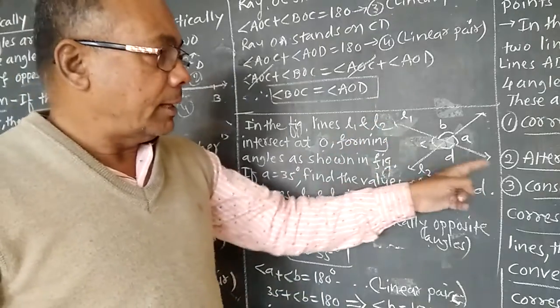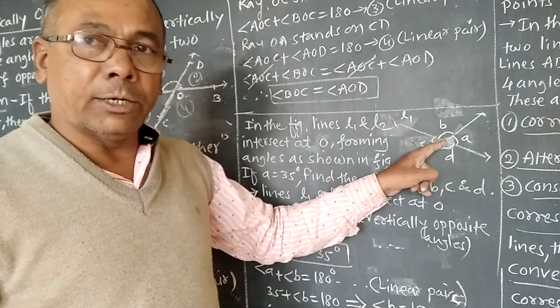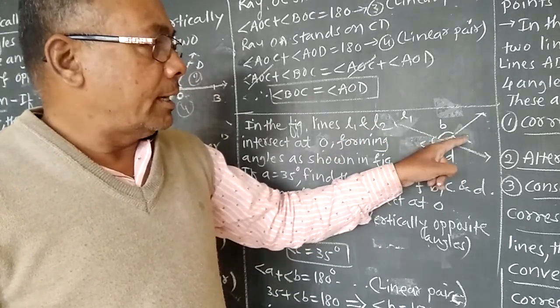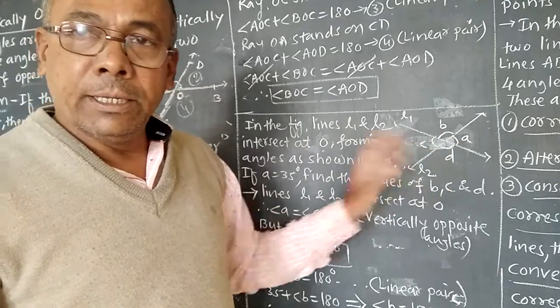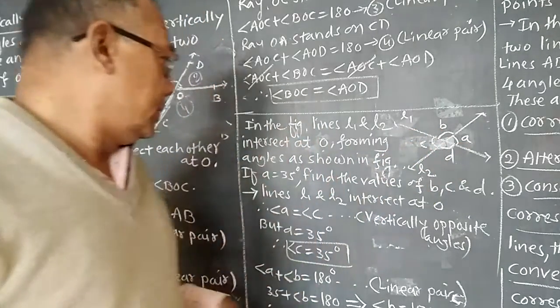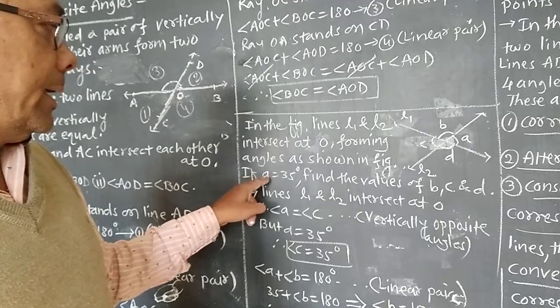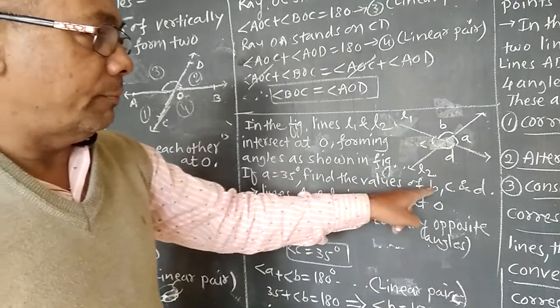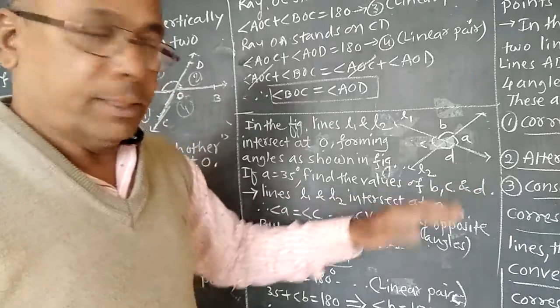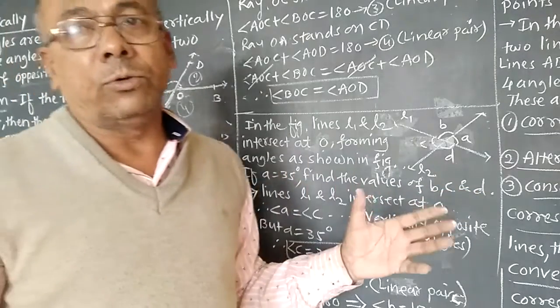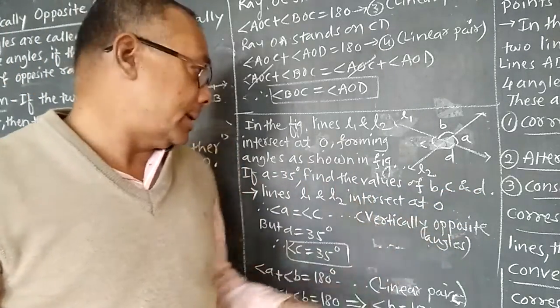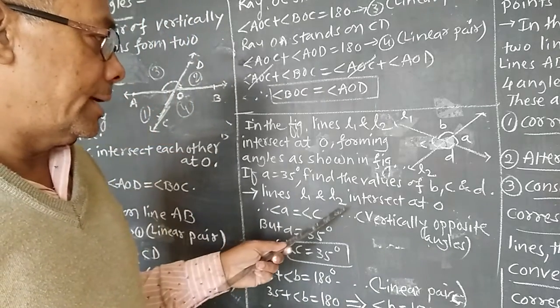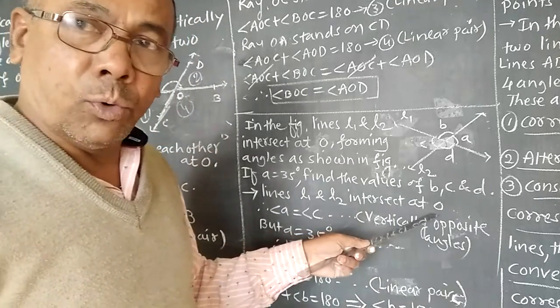Here, line L1 and line L2 are intersecting at O, and due to this, 4 angles A, B, C and D are formed. It is given that A is equal to 35, and we have to find the values of B, C and D. Means A is 35 and we have to find the values of the remaining angles. Lines L1 and L2 intersect at O.